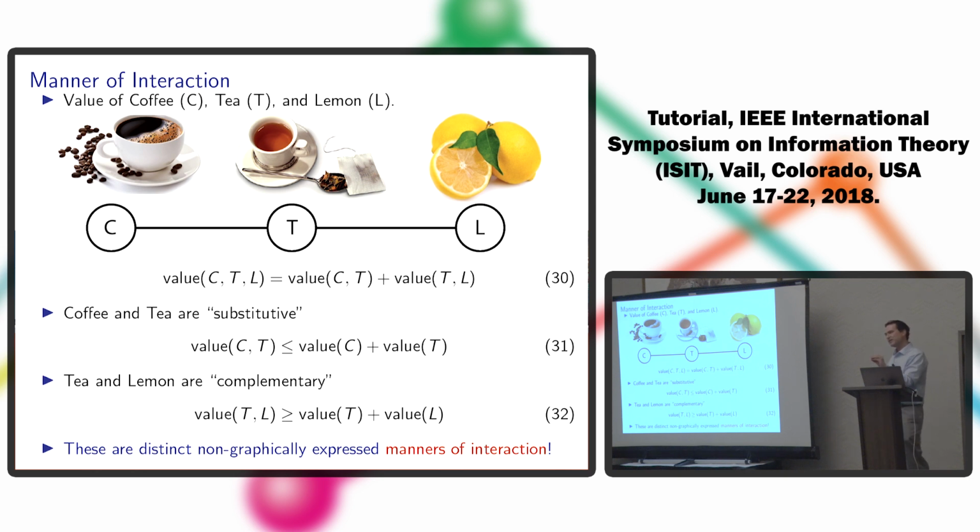Whereas once you've got a cup of tea, suddenly your value for lemon would probably increase, because tea and lemon go well together, they're complementary. And so therefore, you would value tea and lemon together greater than the sum of their individual prices. Unlike coffee and tea, where the value of the two together would be less than the sum of their individual prices. So coffee and tea are in a submodular relationship with respect to each other. Tea and lemon are in a supermodular relationship with respect to each other.